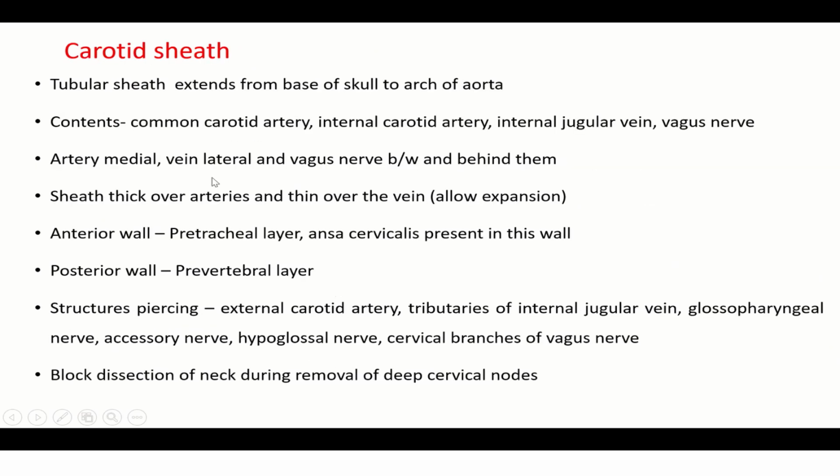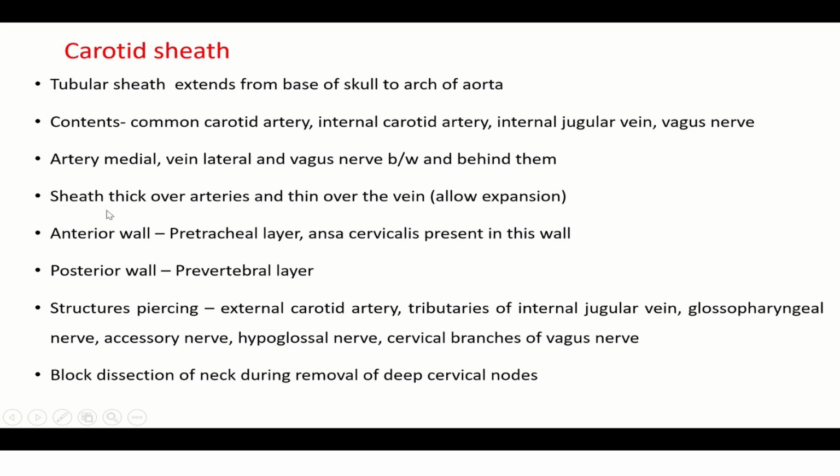So now let us see the carotid sheath. One of the most important neurovascular compartments in the neck. It is a tubular sheath, extending from the base of the skull to the arch of the aorta. It contains the common carotid artery, internal jugular vein, and vagus nerve. If you see this relative position, the artery will be medial, the vein will be lateral, and the vagus nerve will be between and behind them within the carotid sheath.